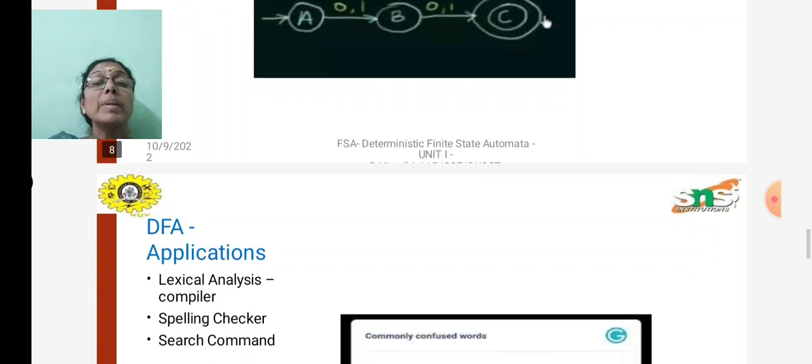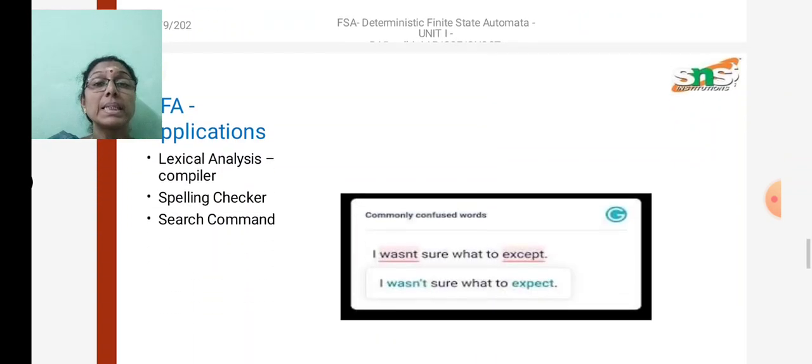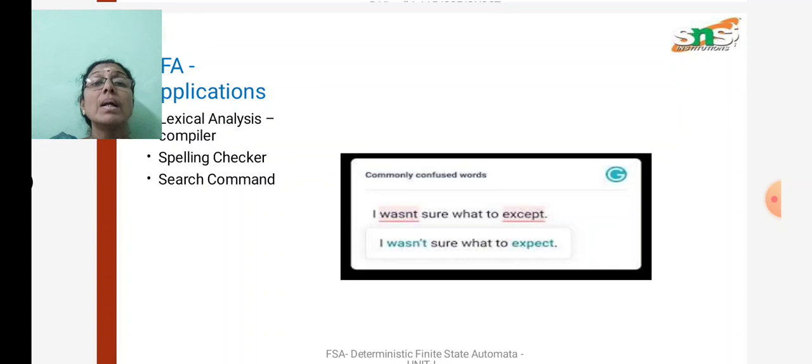The DFA is mainly used in lexical analysis in the compiler, in spelling checkers, and in search commands. These are the applications of the DFA. In this video we have understood the difference between the NFA and DFA, which is seen in the transition table, and we have also seen two different examples of the DFA. Thank you.